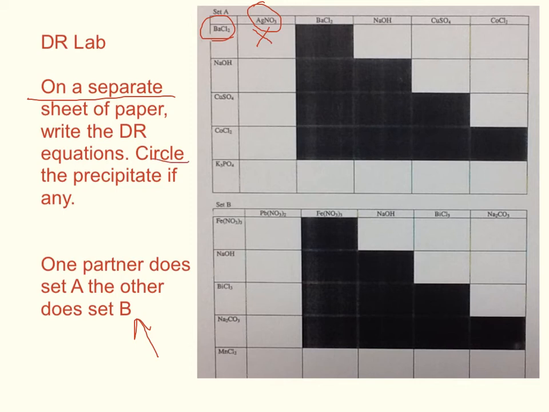You are going to circle the precipitate if it is available. If there are no precipitates, you're going to write NR. Remember that we have a lab on Monday, so dress appropriately, and we are actually going to go into the lab and test all of these equations that you have predicted. So again, one partner does A, the other partner does B, and then you copy from each other. One person does A, the other does B, and then swap so that you have a separate sheet of paper that has all of the equations on there.